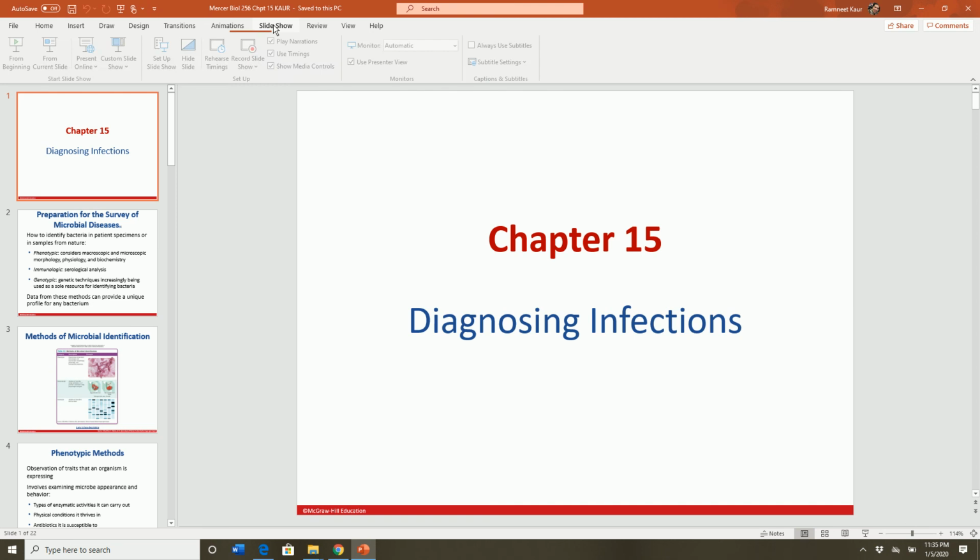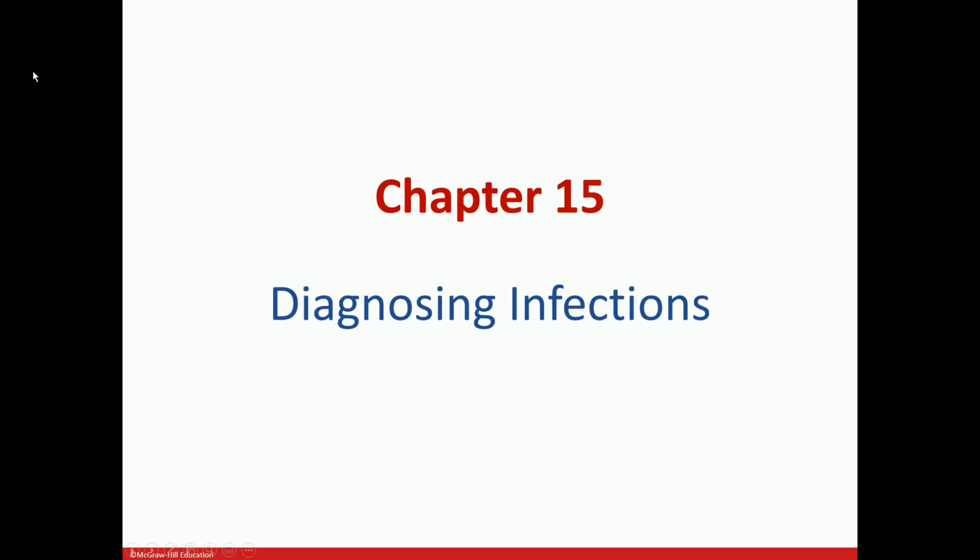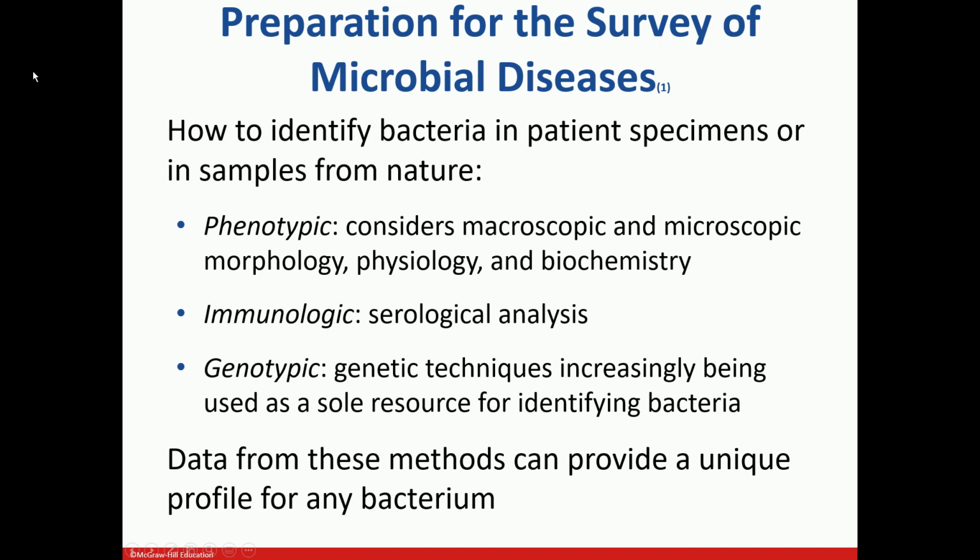So in this chapter, 15 basically talks about how to diagnose infections. So if we have some clinical sample, then how do we identify from the clinical sample which kind of microorganism is there in the clinical sample? That's what we're going to study in this chapter.